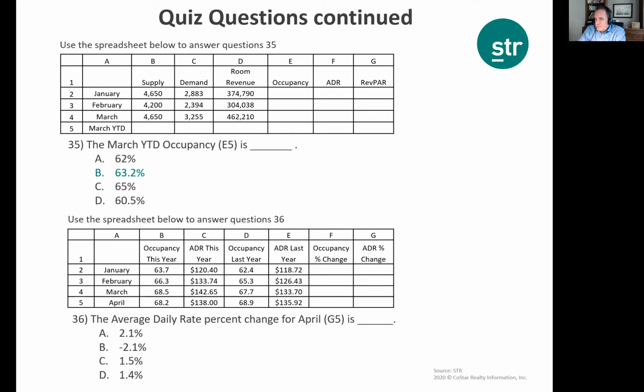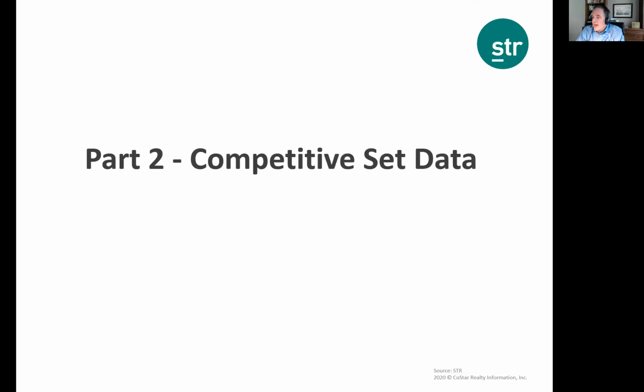Question 36 asks you to calculate a percent change. Remember, this year minus last year divided by last year. So use the quiz questions to check these. Be sure that you can actually do the math. And that is it for the property level data, subsection 1 in the hotel math section.